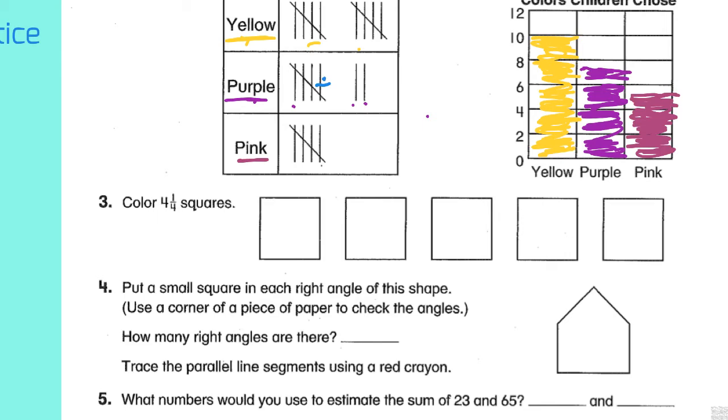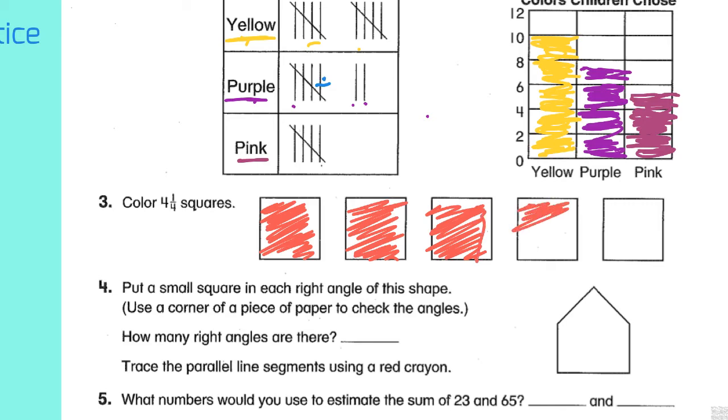All right, so for number 3, it says color 4½ squares. It doesn't say what color, so we can choose any color we want. So I'm going to color 1, 2, 3, 4, and a half. Just going to color in 4½ squares.